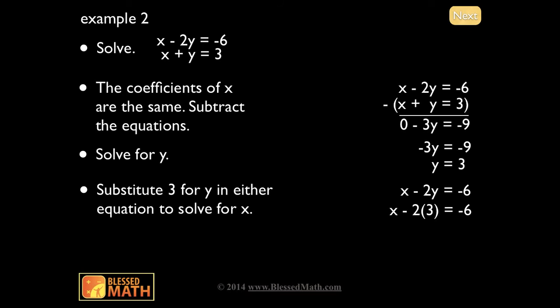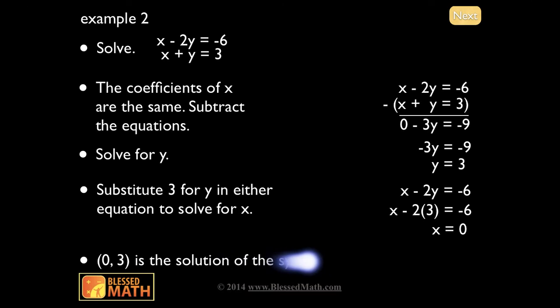And 2 times 3 is 6, so what I have is x minus 6 is equal to negative 6, or you could also say x plus negative 6 is equal to negative 6. Either way, I'm going to add a 6 to both sides to get rid of the negative 6 on the left, leaving me with x is equal to 0. So what I say here is the x is 0. I still make sure I put the x in front and the y comes second. So 0, 3 is the solution of this system of equations, which means it satisfies both equations.